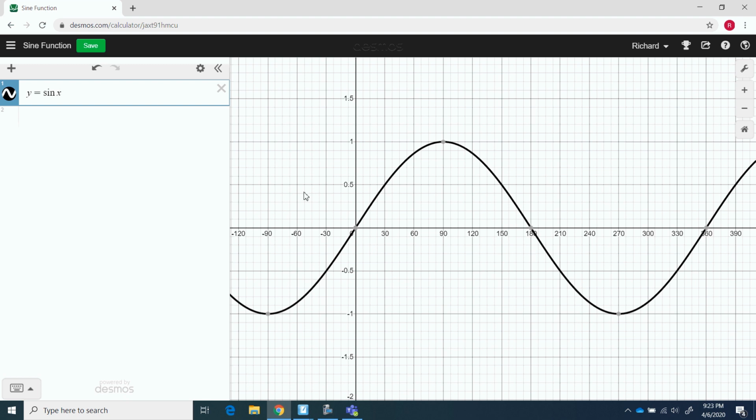Key things to notice: the highest point it ever reaches is 1. The lowest number it ever reaches is -1. That shouldn't surprise you, because if you remember when we did this on the unit circle, where we used our 0, 1, 1, 0 ordered pairs, you never got a sine value that was ever any more than 1 or ever any lower than -1.